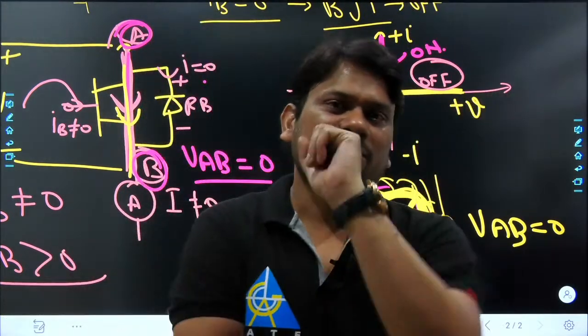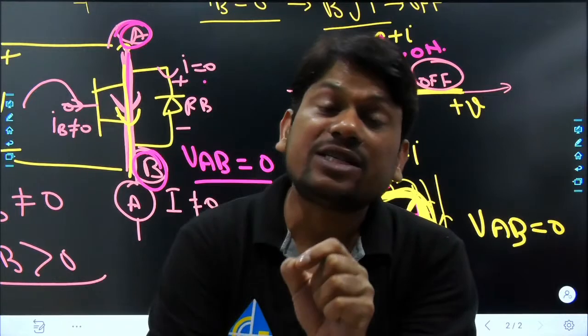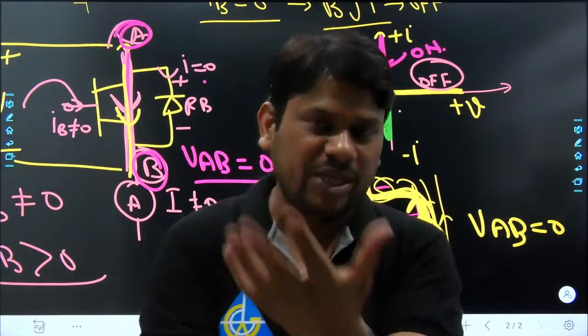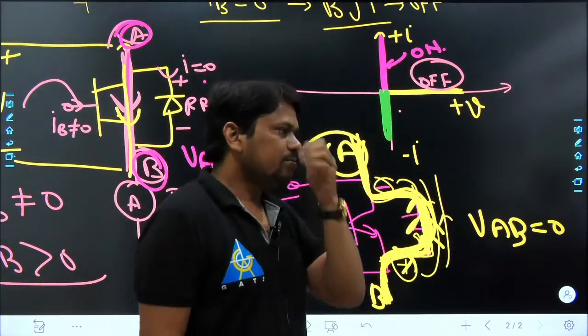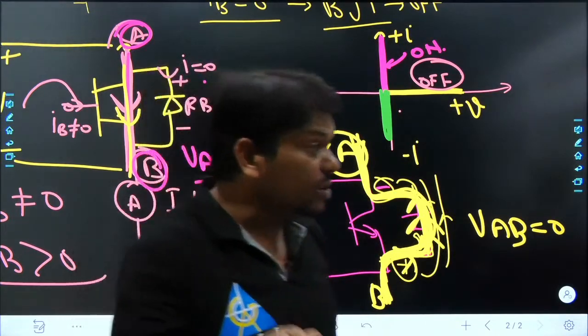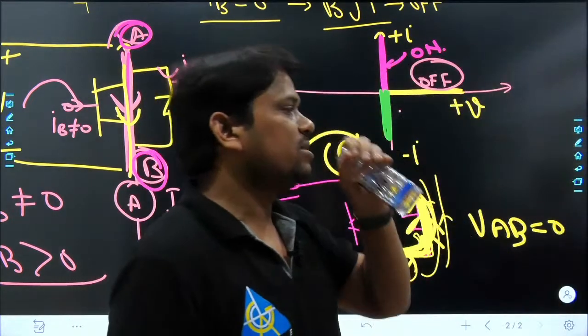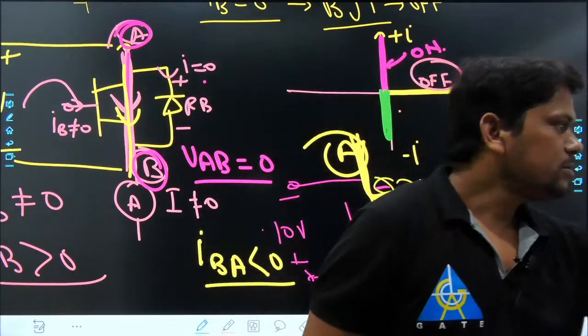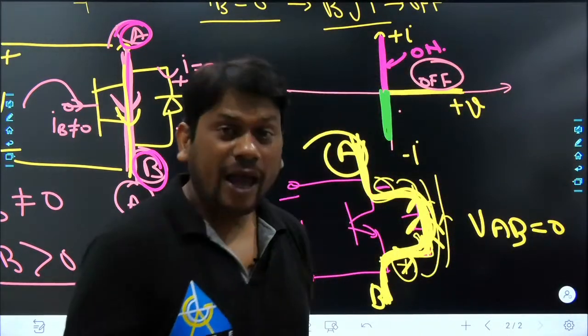Can you tell me one thing? Diode is unidirectional device or bidirectional device? Please tell me. Application wise.